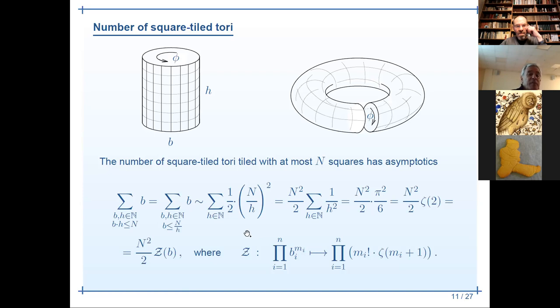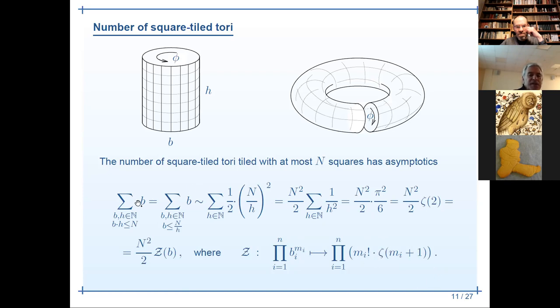Now, from this sum, I can factor out N squared, and I get just the sum of one over H squared, which is zeta of two. So zeta of two is pi squared over six. We have computed the number of square tiled tori. It's N squared over two times zeta of two. And now recall that zeta of two fits my definition where I transform a polynomial in B into a number.